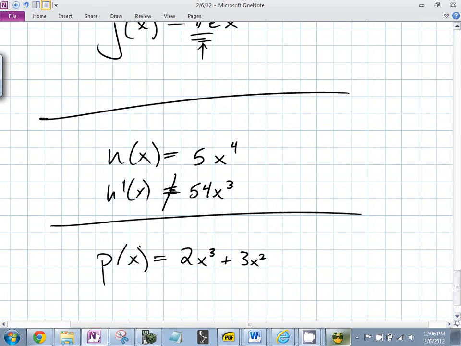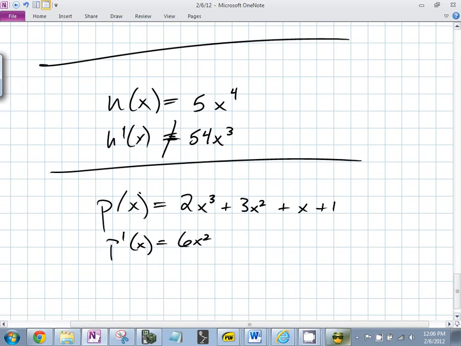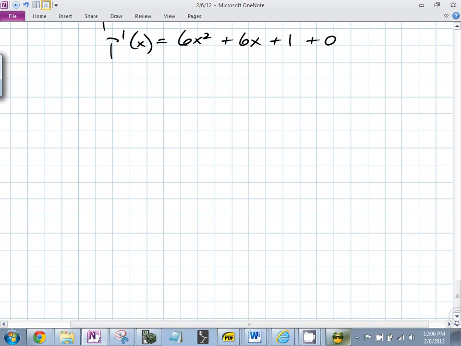So would it just be like 6 x squared plus 6 x plus 1? Plus what? Isn't it plus 1? No, because what is this? That is x to what power? 1, right? So what is n prime going to be? It's going to be 1 times x to the 1 minus 1, which is 1 times x to the 0, which is 1 times 1, which is 1.